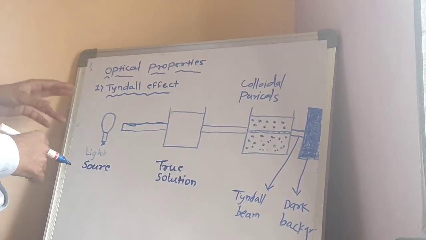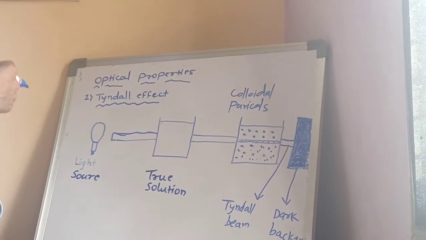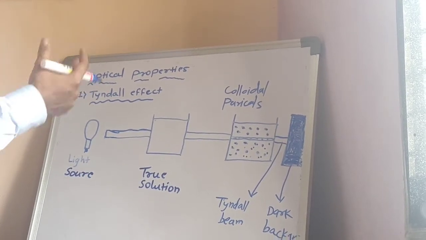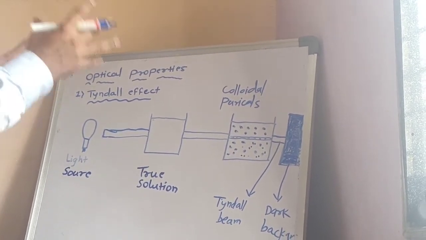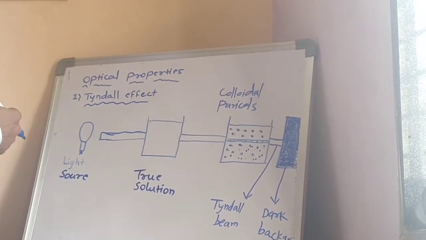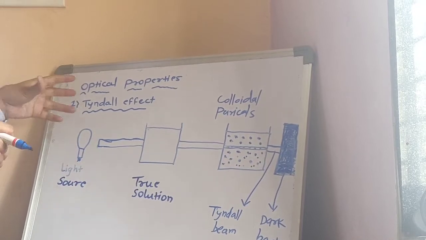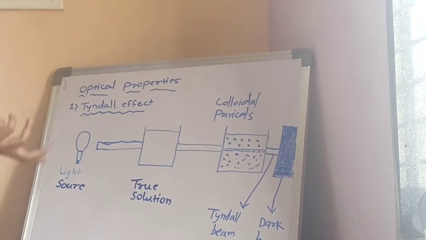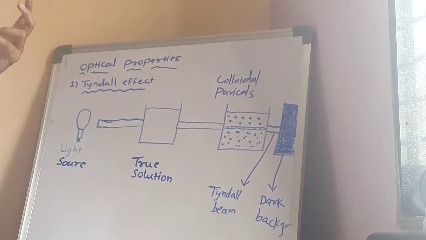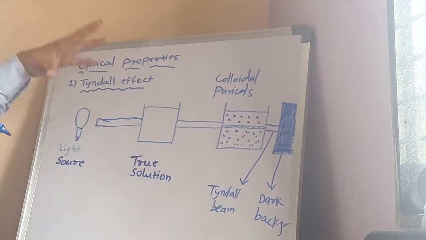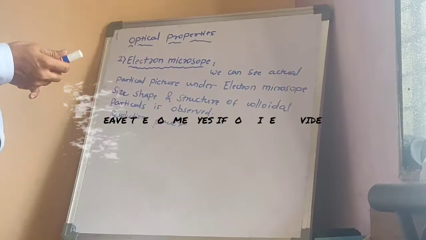Next we are going to learn what electron microscopy is, and how we use electron microscopy as an optical property to determine the optical property. So just stop the video and take the screenshot.